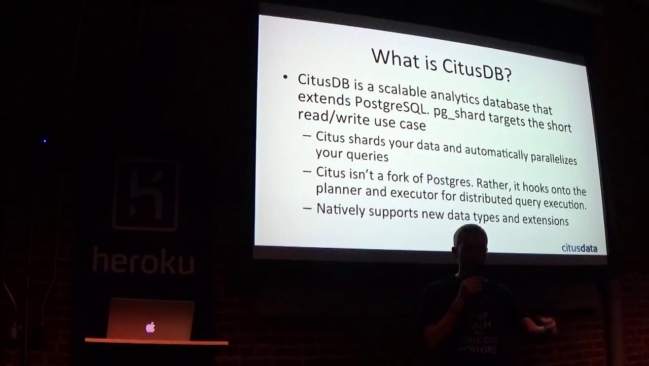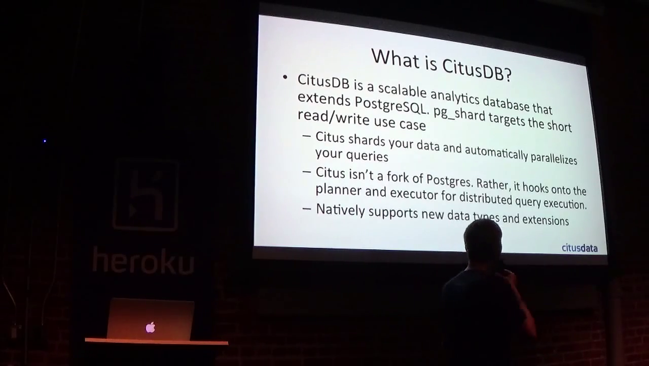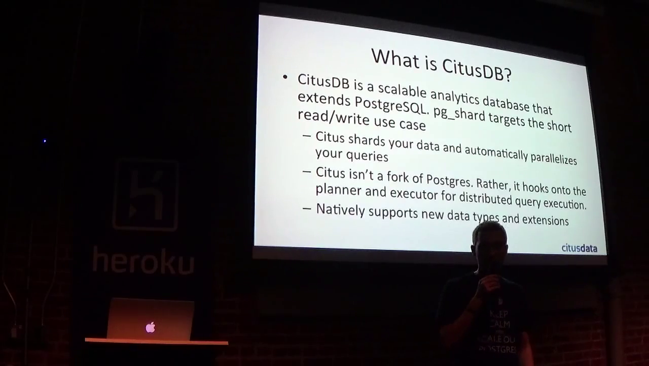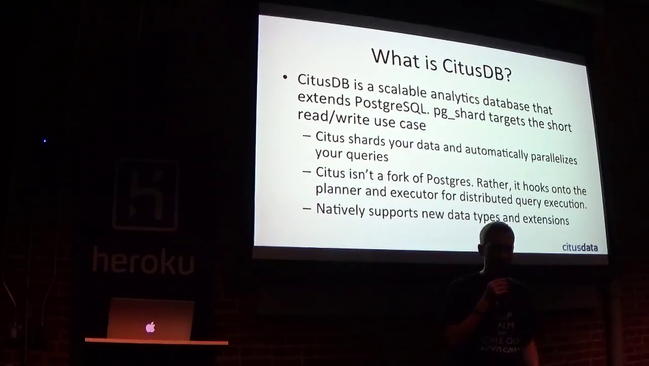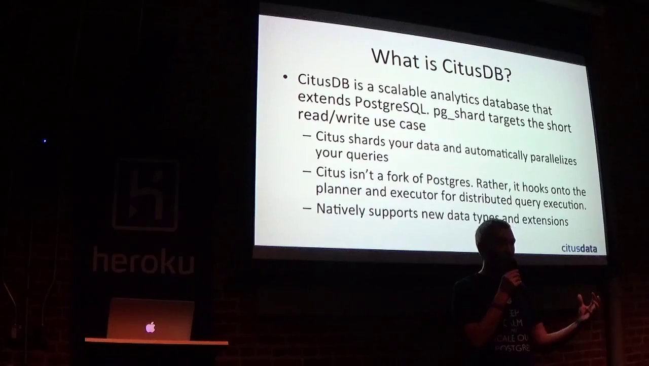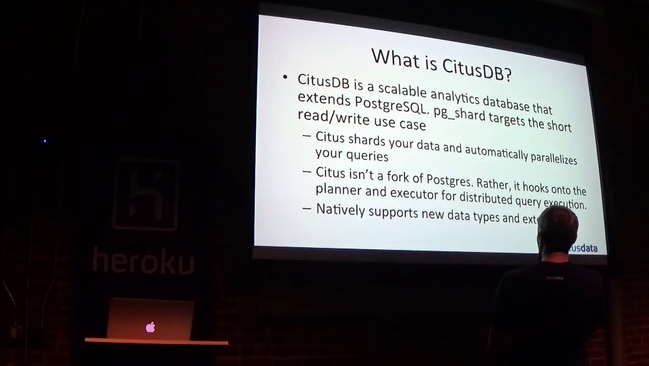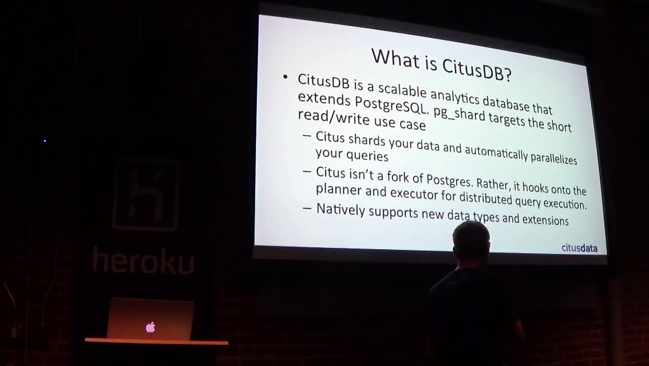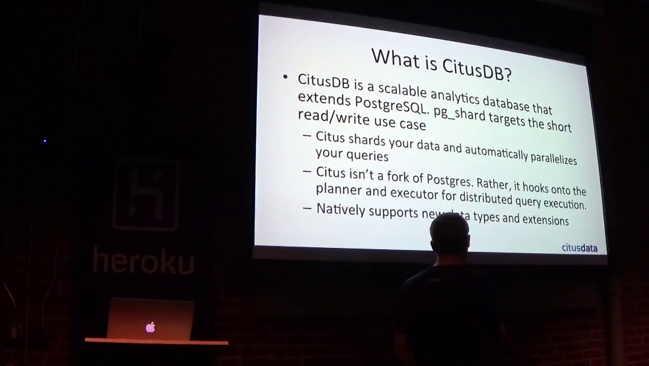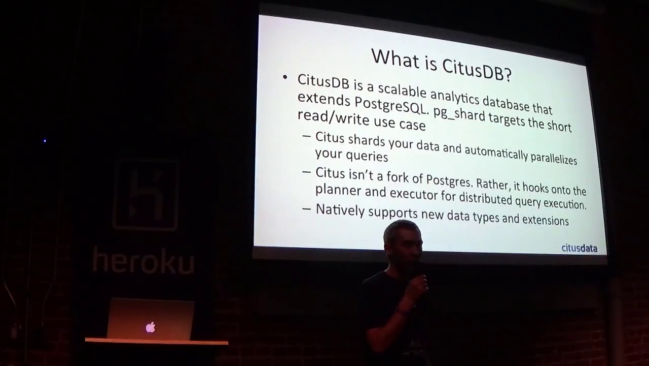You're running ad hoc analytics, real-time analytics on top of your data, and now you want to parallelize those queries across your cluster. Citus shards your data in much the same way PG Shard does. The shard names, the table names, the metadata is all one and the same. That's why the two products are compatible with each other. It extends PostgreSQL, so it's not a fork of PostgreSQL. That way it gets to support new data types and extensions such as PG Shard too.